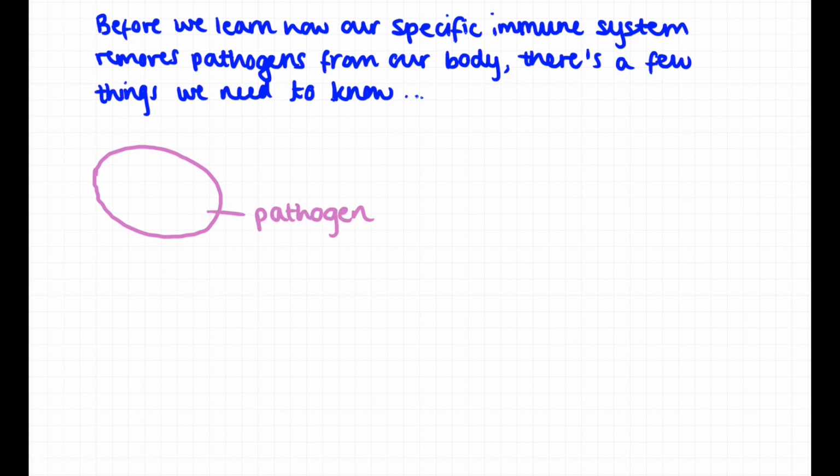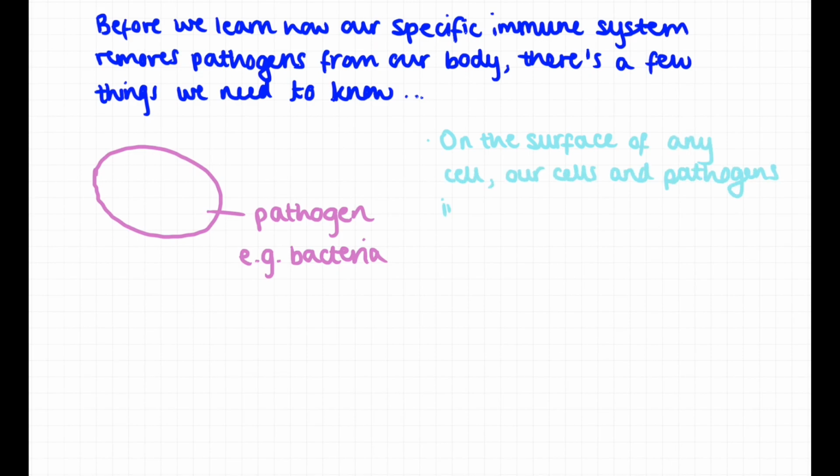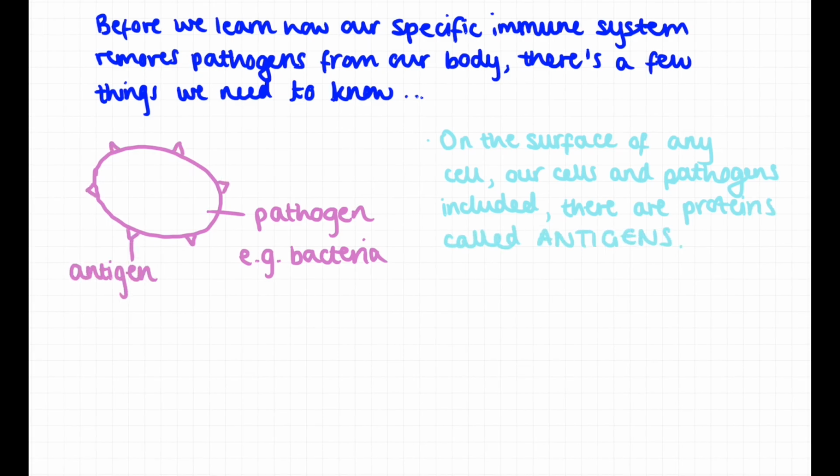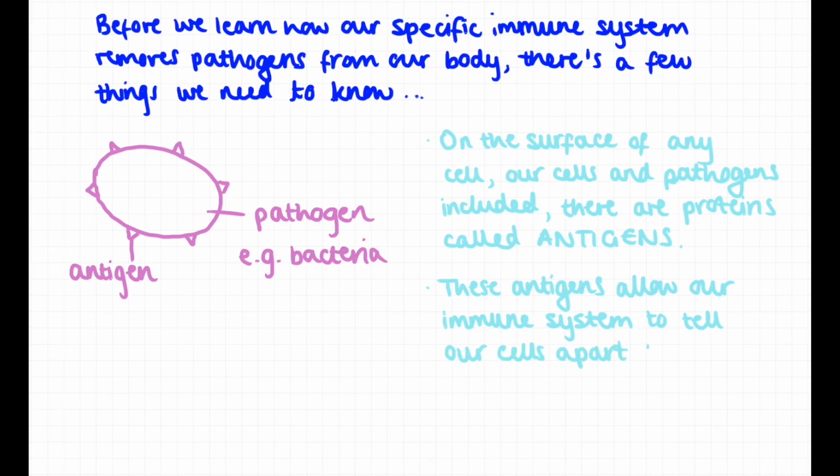To begin, here is a pathogen. I've chosen bacteria, but it could be any of the four we've learned about so far. On their surface, they have little proteins that are called antigens, and these are found on pathogen cells and our cells. These are really important because they're what allows our immune system to recognise our cells as our cells, so it doesn't attack them, but it's able to recognise that pathogens are foreign cells, and so it will attack those.